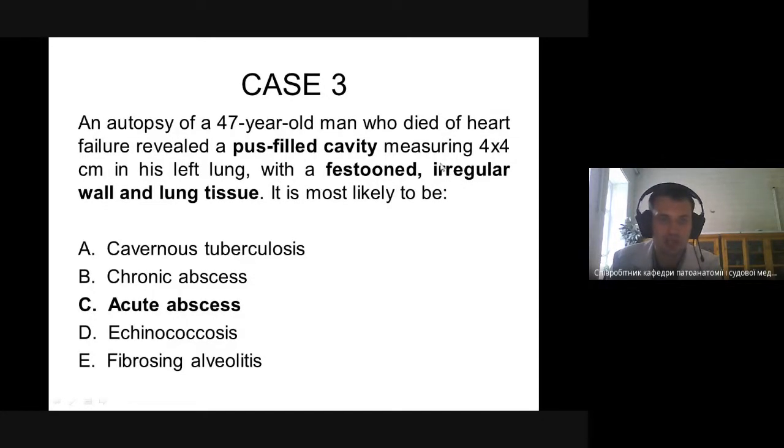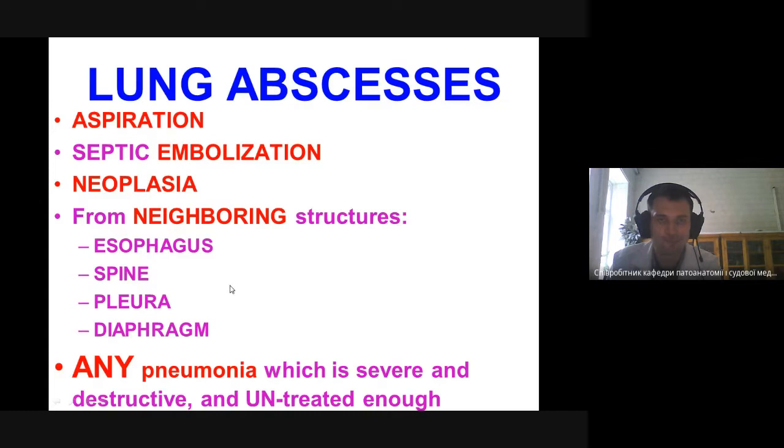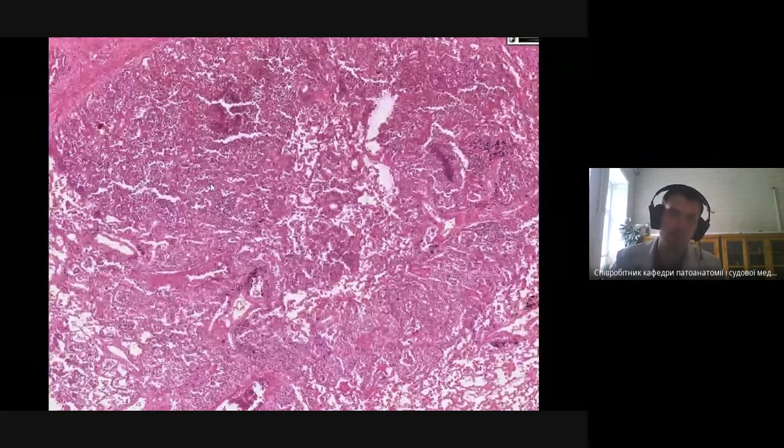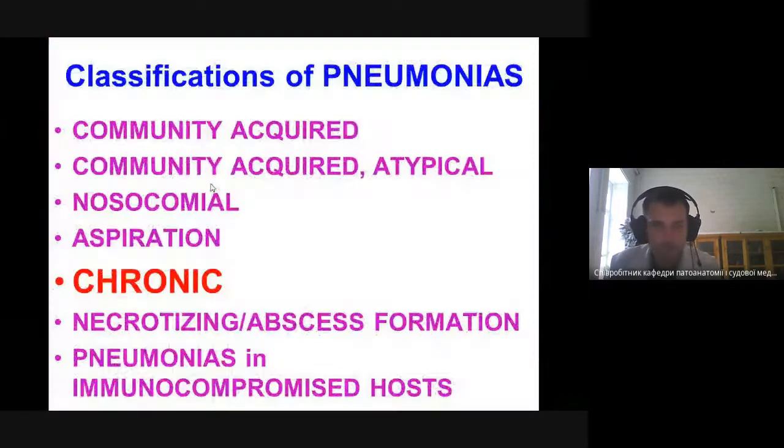Acute abscess. A pus-filled cavity within lung tissue is an abscess, an acute abscess in the lungs. Lung abscesses have many causes: aspiration, decomposition, ablation. Microscopically, there is a large area of necrosis, full of pus.